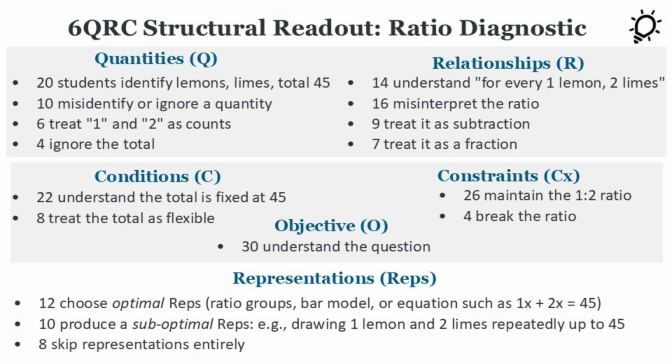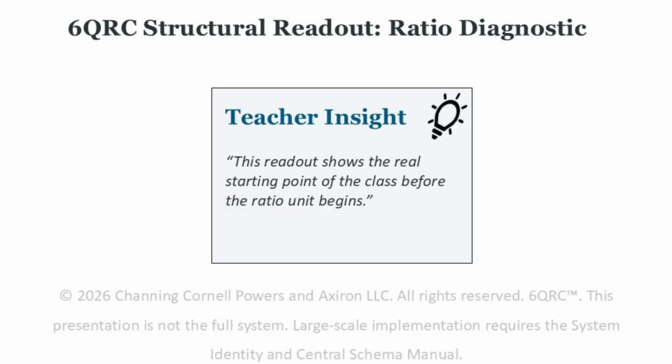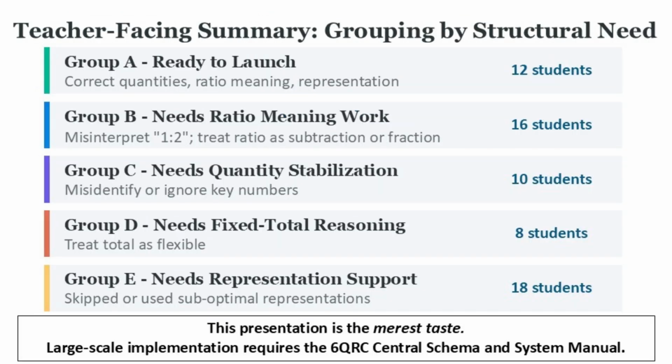It's the actual one. And because the readout is structural, not behavioral, you can group students by what they need structurally, not just by how fast they finished or how confident they appear. This is classroom visibility, before instruction, before correction, which means you can now group students by what they need and not just by how they performed. So now, in a single session, you can have your whole classroom grouped by what they need before you launch your unit.